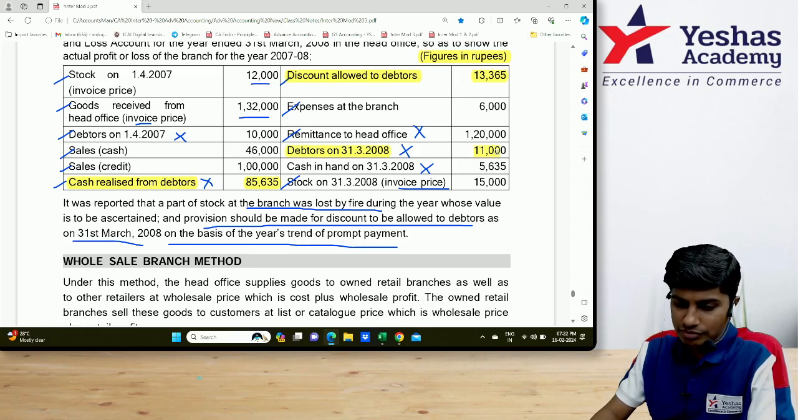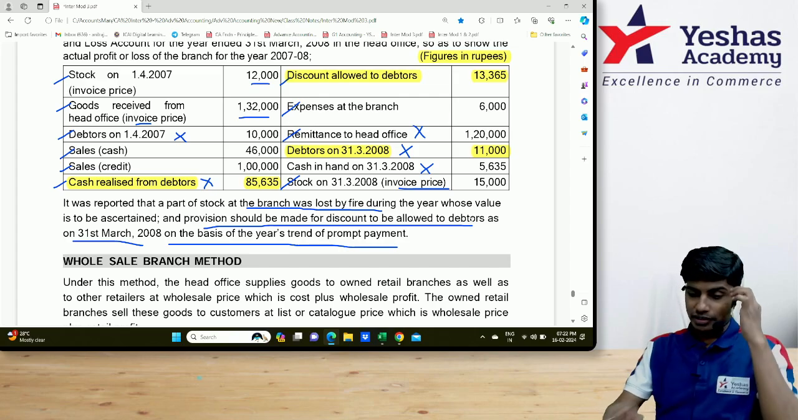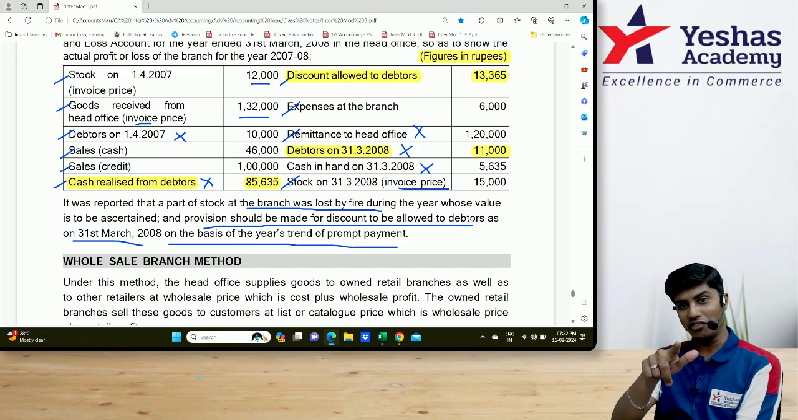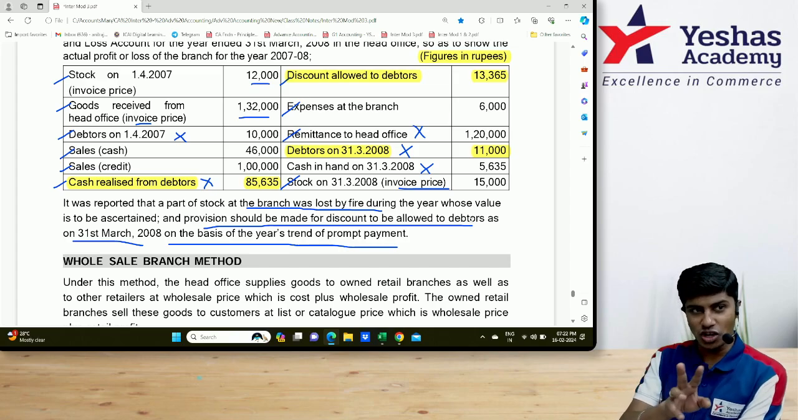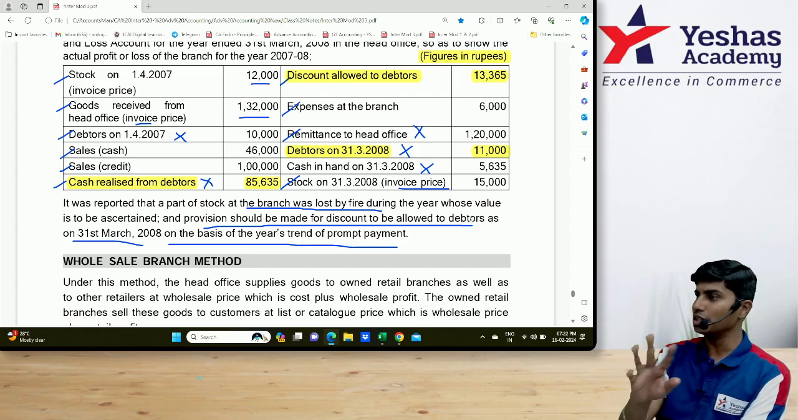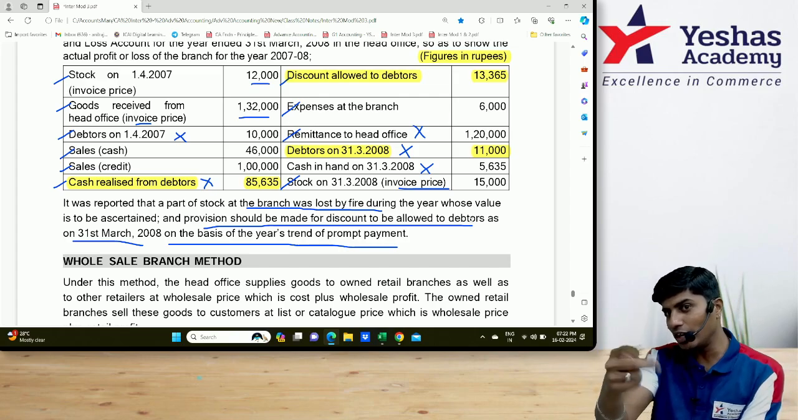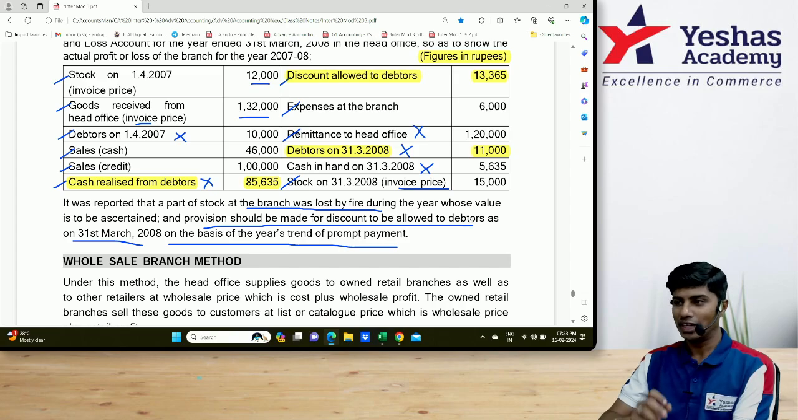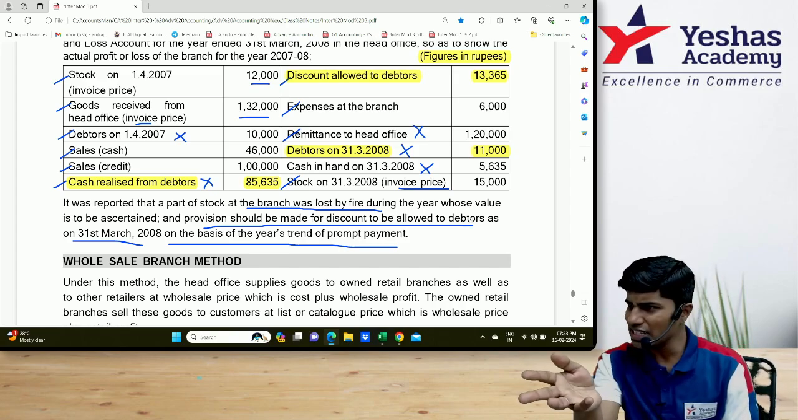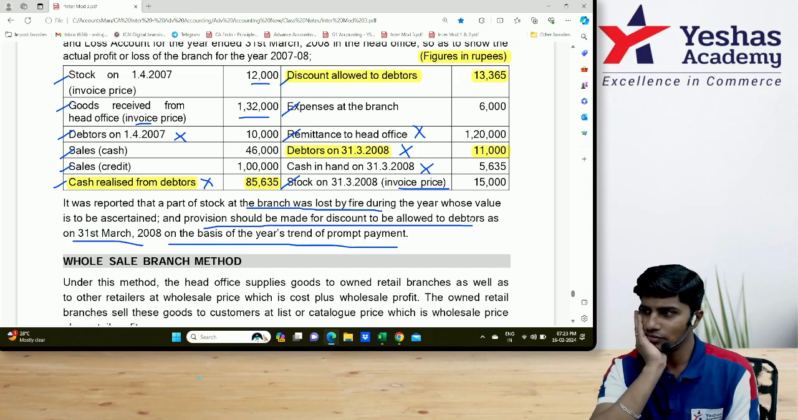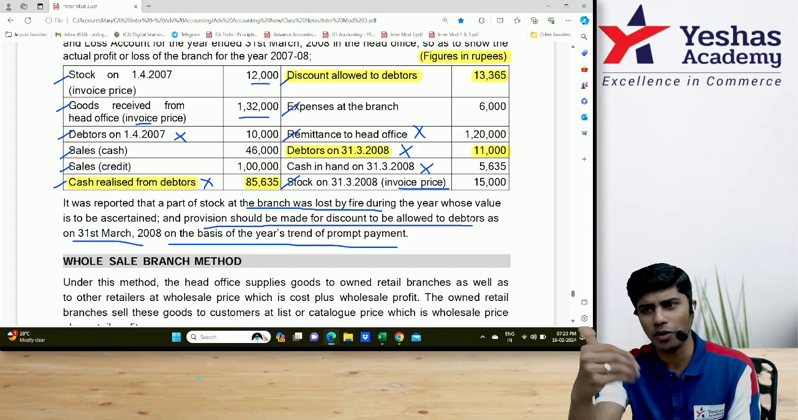What is closing debtors? 11,000 is closing debtors. Debtors of 11,000 represent sales that happened during the current year against which collection will happen in the next year. Out of the 11,000, how much are you expecting to be prompt? 88% of 11,000, which is 9,680. 9,680 will be received promptly.